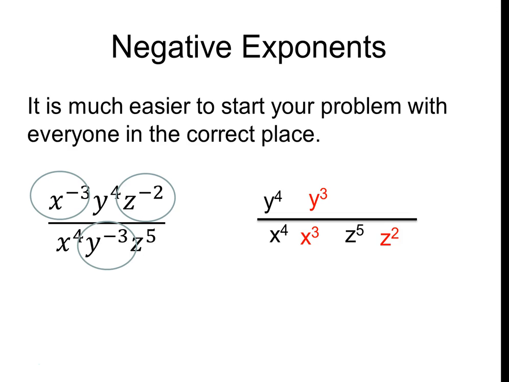Well, now that everybody's in the right place, it's much easier to see what I can do with this. If I have y to the 4th and y to the 3rd, if I'm multiplying the same base, I can add the exponents. So y to the 4th times y to the 3rd is y to the 7th. X to the 4th times x to the 3rd is x to the 7th. Z to the 5th times z squared is z to the 7th.